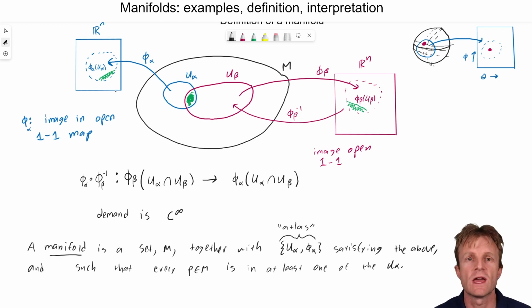You have to include every subset map pair compatible with these conditions. The idea there is you don't want to have a different manifold just because you chose a different atlas, but that's more of a semantic issue. In this class, you just need to be able to prove something is a smooth manifold by finding a collection of subsets and maps satisfying all these conditions.